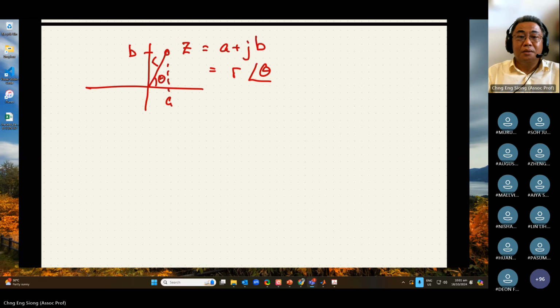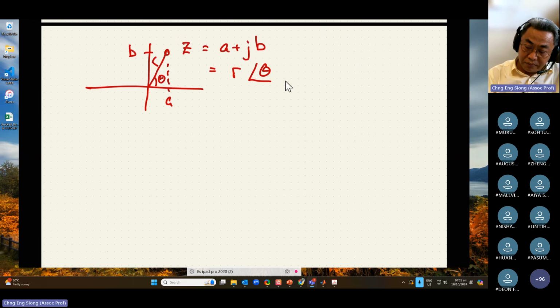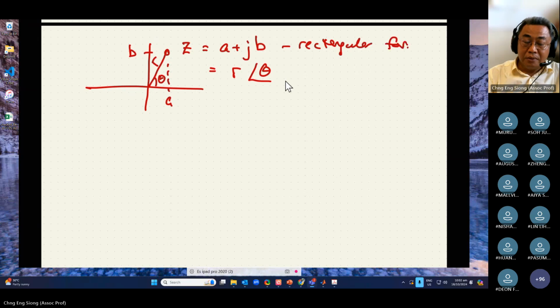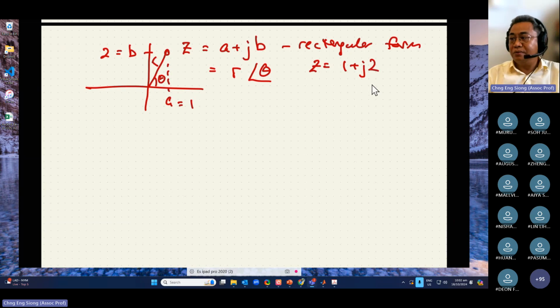Then my question to you is, how many ways in rectangular form can I write the position of z? How many ways? z equals a plus jb. For example, a is, let's say, 1, b is 2, so z is equal to 1 plus j2. There's only one way in rectangular form, right? No other way to define this.